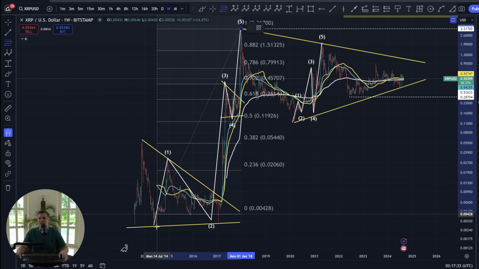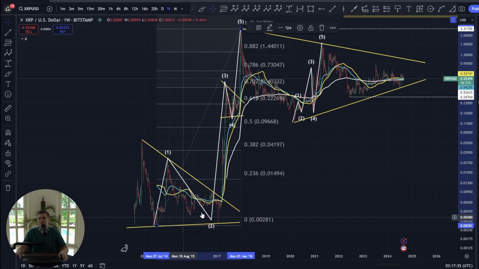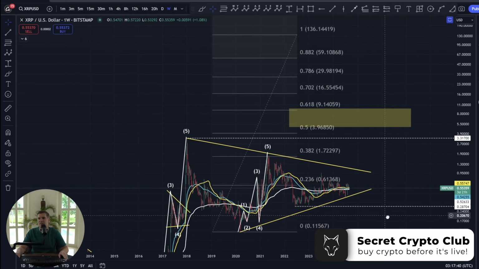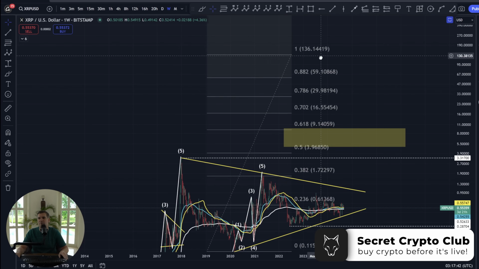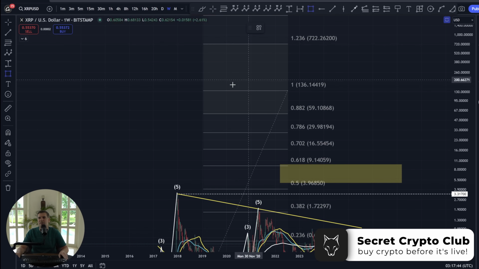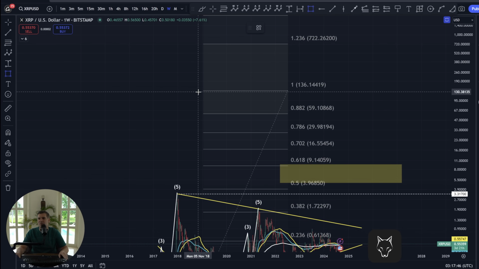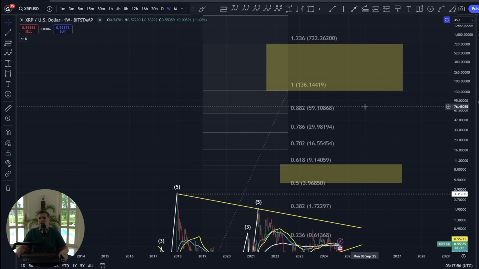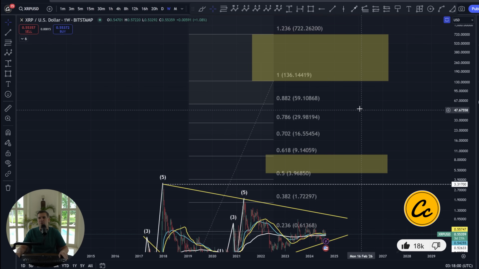So over a multi-year period, as you can kind of see, this is something that's been building for a very, very long time. We could potentially see this price action rallying up very, very significantly. Now, these numbers, they're phenomenal numbers. Obviously, I would say this is probably more of a kind of 2030, maybe even later situation. I don't think it's going to happen overnight. But here you can see the idea of $136 to $722 for XRP.